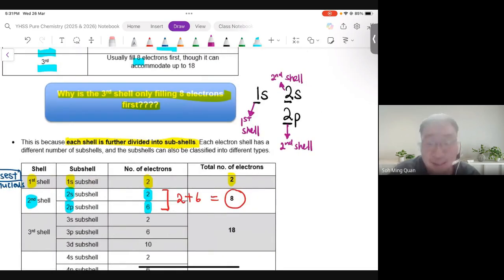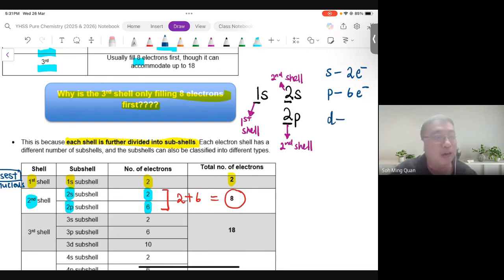All right? And now I'm sure you can figure out a pattern. If it's s subshell, 1s, it will hold 2 electrons. 2s, also 2 electrons. So we can generalize and say s will always be 2 electrons. P will be 6 electrons. The next one is D.